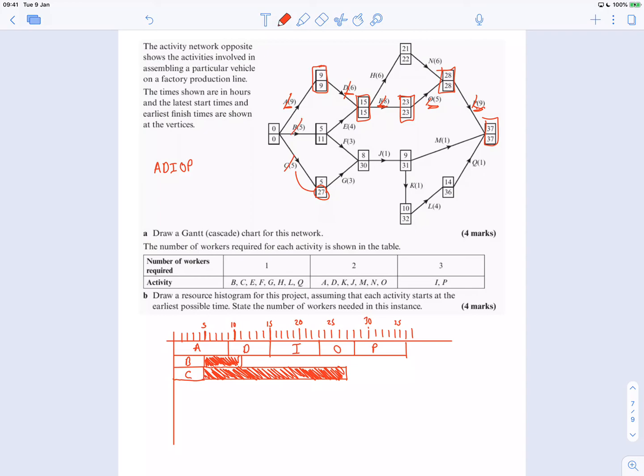What about E? Well, E can start at 5, so there. And it's 4 long, so I could go up to 9, which is here. So that's E. And that's got a float of 15 minus 4, which is 11, minus 5, 6. I can go up to 15. So here, it's got a slack of 6.